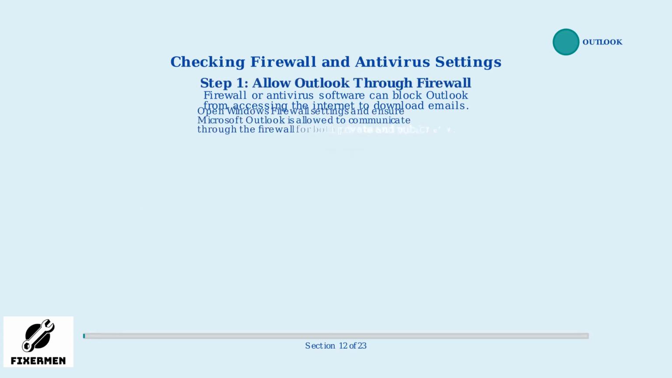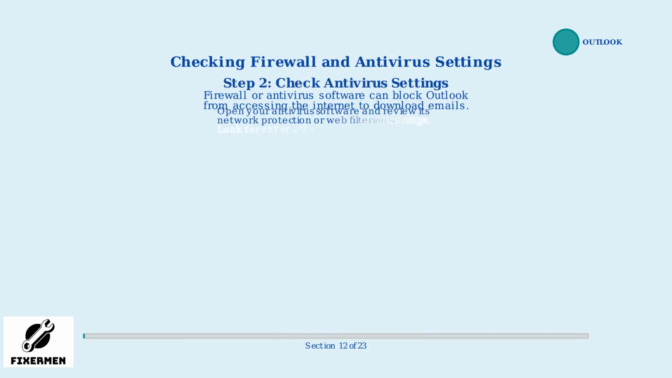First, check your firewall settings. Open Windows Defender Firewall or your third-party firewall software. Look for allowed apps and ensure Microsoft Outlook is permitted to communicate through the firewall. You may need to add it if it's not listed, and make sure it's allowed for both private and public networks. Next, examine your antivirus software. Some antivirus programs include network protection features that could interfere with Outlook's ability to connect to email servers. Check the settings for web filtering, network monitoring, or email scanning that might be blocking legitimate Outlook traffic.